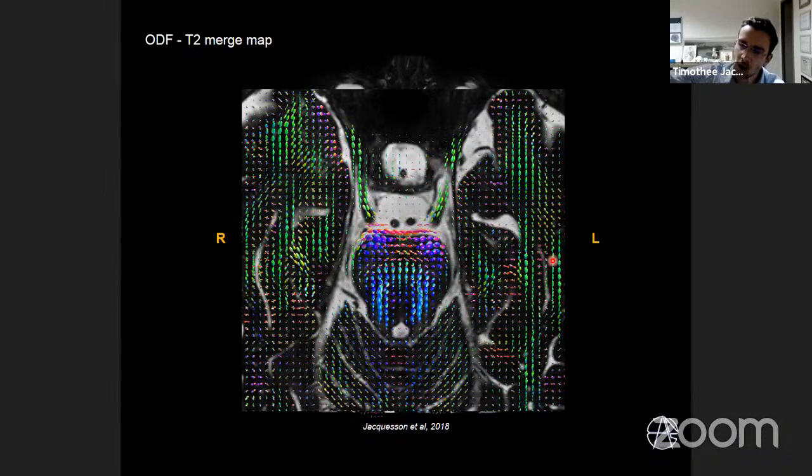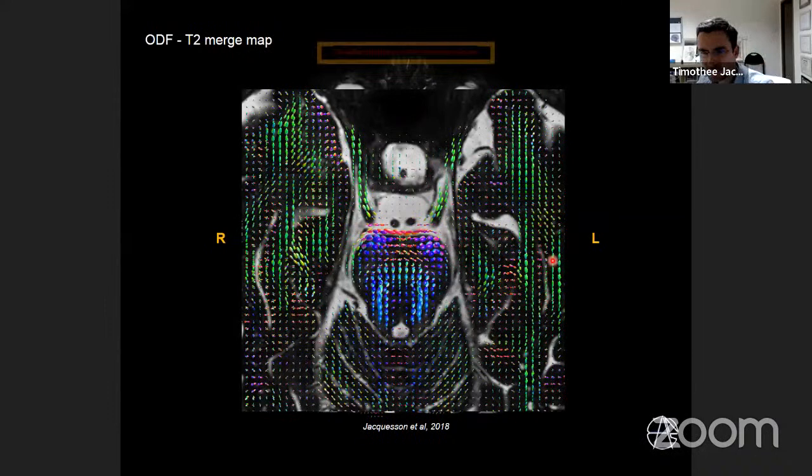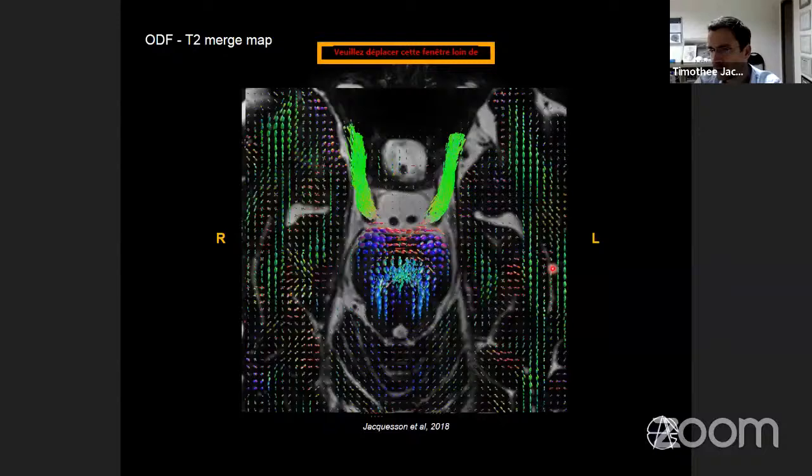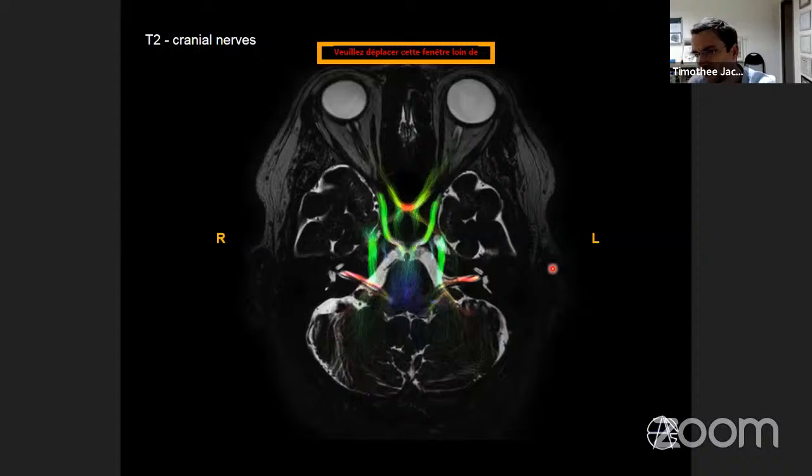So these pictures, these models, these symbols can be superimposed on the classical T2 map. And if you find the best balance between the T2 and the ODF, you can follow the cranial nerves. Then you can put some regions of interest and apply a mathematical algorithm. It gives you this kind of picture. And in our experience, you can follow most cranial nerves, except maybe the fourth, which is very, very thin. It's possible for all the other cranial nerves.